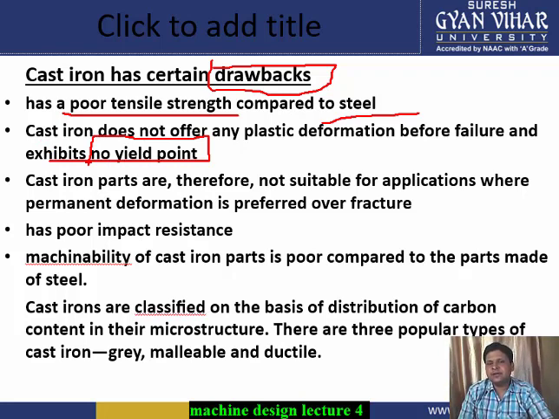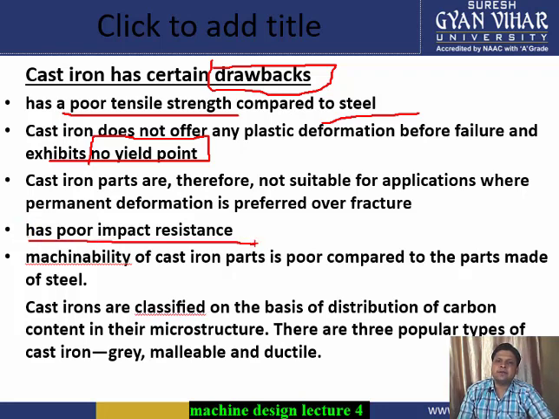Even generally in ductile material they get distorted, but they keep on working. But in cast iron there is no plastic deformation, so if it fails, then it fails completely. There is no chance of working with deformation. Third, cast iron parts are therefore not suitable for applications where permanent deformation is preferred over fracture. They are not suitable where you can consider permanent deformation.